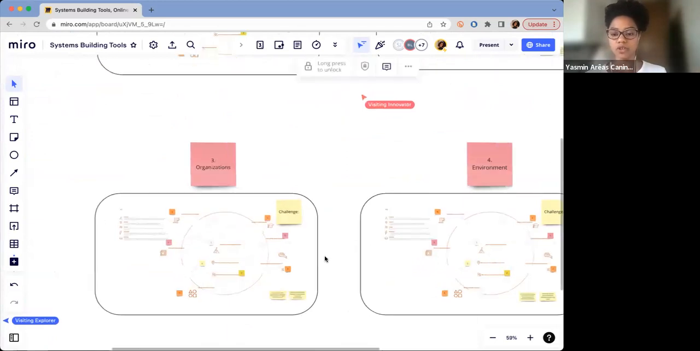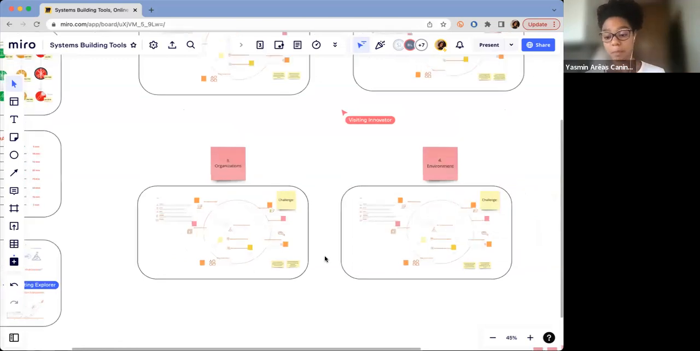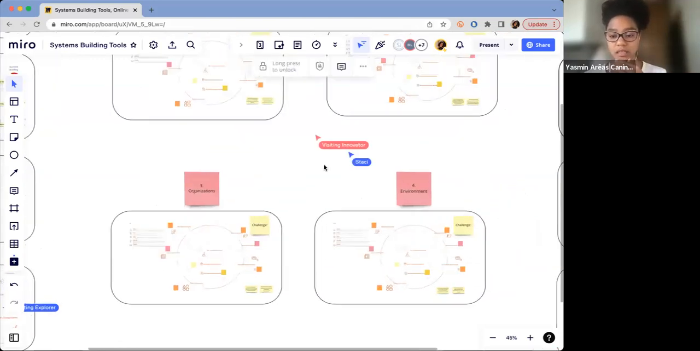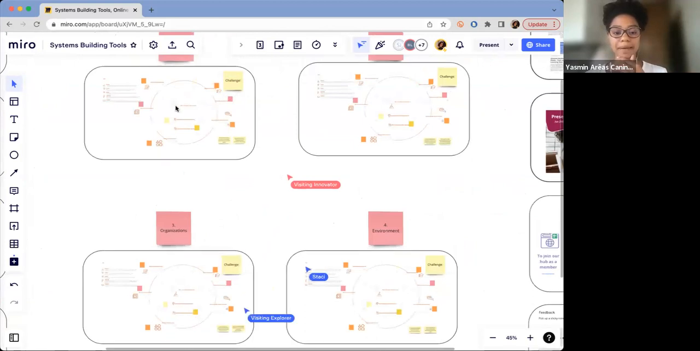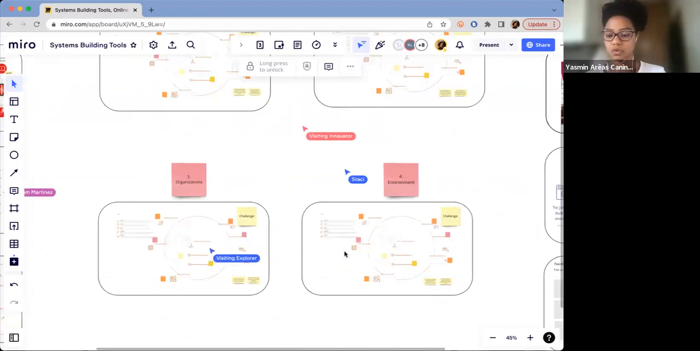First of all, you're going to choose rooms 1, 2, 3, or 4, depending on the topic that you would like to discuss. So if you want to talk about a challenge in the education area, then you go to room 1. If it's about technology, you go to room 2. If it's about organizations, you go to room 3. And if it's about environment, you go to room 4. And in each one of these rooms, you have this canvas here.